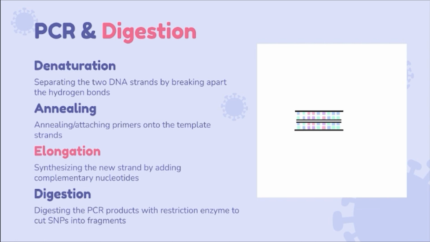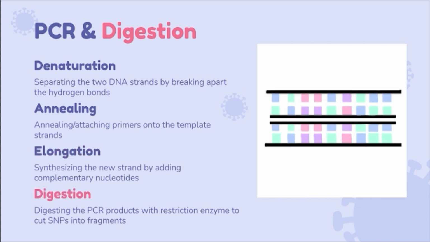So these three stages make up one cycle of polymerase chain reaction. We typically go through about 30 cycles to get around 1 million copies of DNA. Each time we run the cycle, we are doubling the number of fragments we have, so the amount is increasing exponentially. Before we run any tests with our fragments, there is an additional step where we need to digest these PCR products.